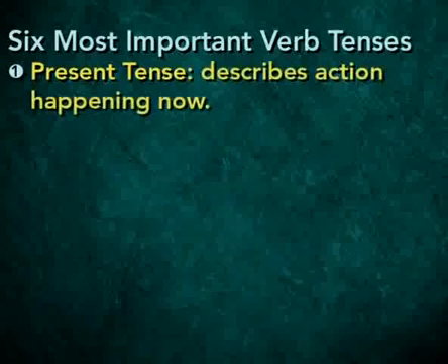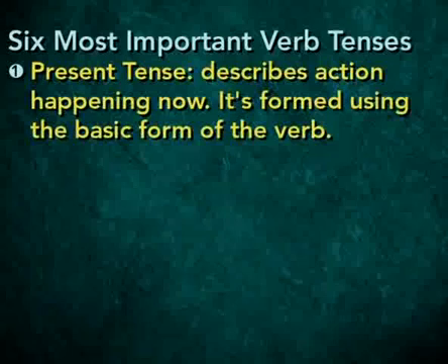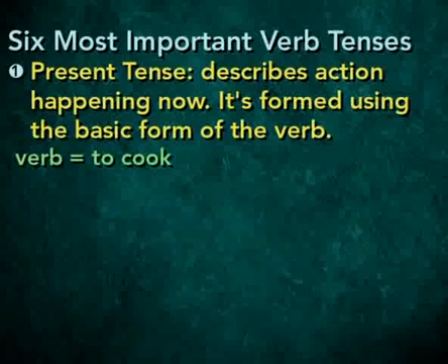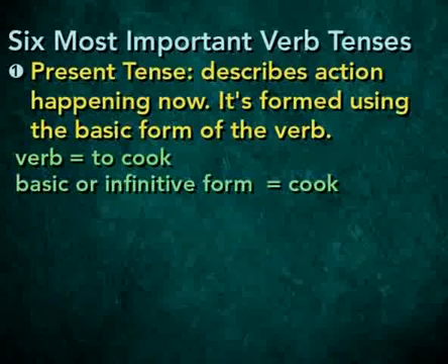The present tense is used to describe action that's happening now. It's formed using the basic form of the verb. Now, take the verb to cook. Remember, we saw that the basic or infinitive form of the verb is cook. You would use this in creating the present tense of the verb.